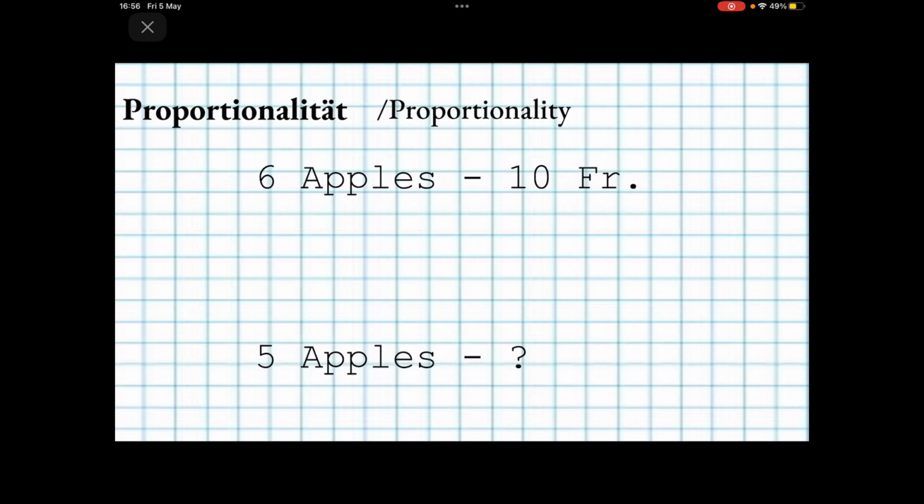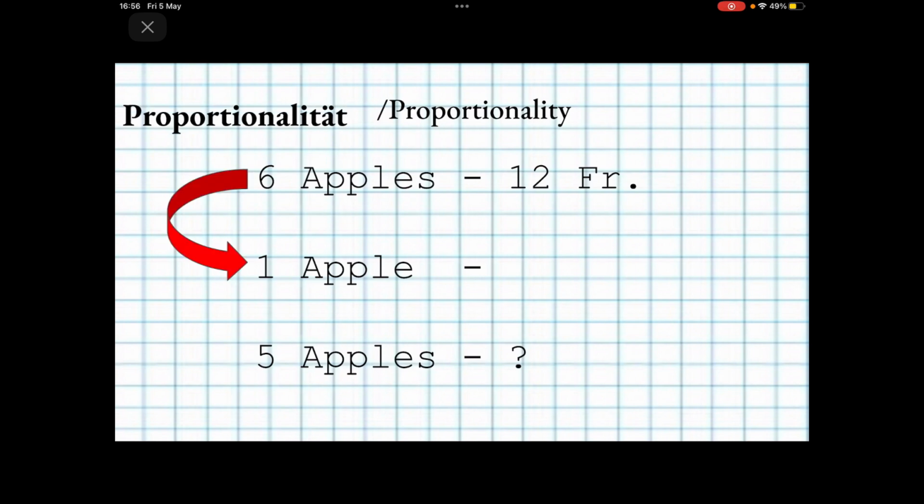So let's see. 6 divided by what? I can also multiply by 5 then. Well, the easiest number will be 1. So first we have to find out how much 1 apple costs, so then we can go on to 5 apples. I hope you understood that. So now let's see. 6 divided by what is 1? 6 divided by 6 is 1. And now 1 times what is 5? Well, 5. So times 5.